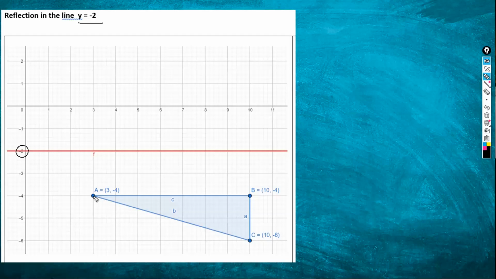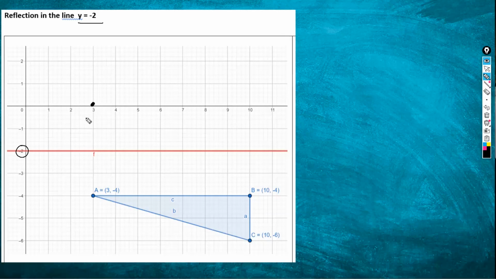Let's start with point A. Point A is (3, -4). How far is it from the mirror? 1, 2. So that means on the other side of the mirror, it will be 1, 2. It will end up here.